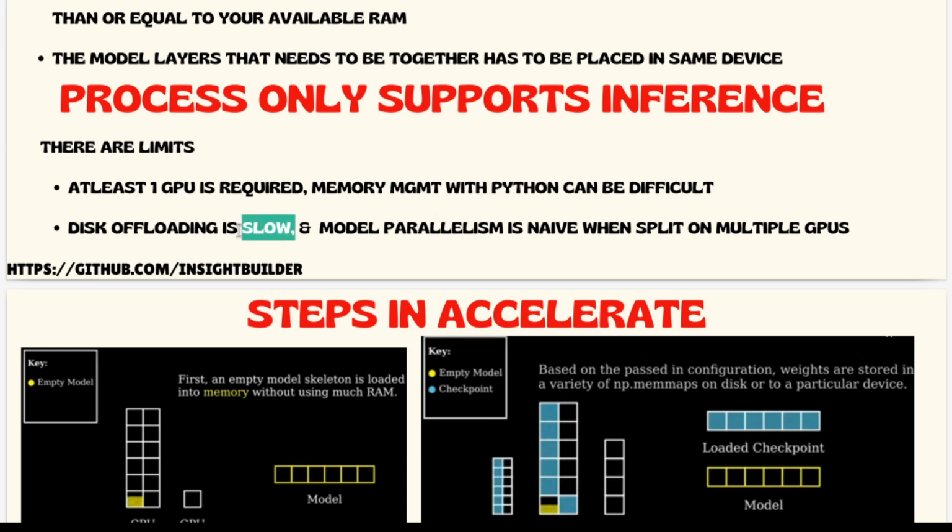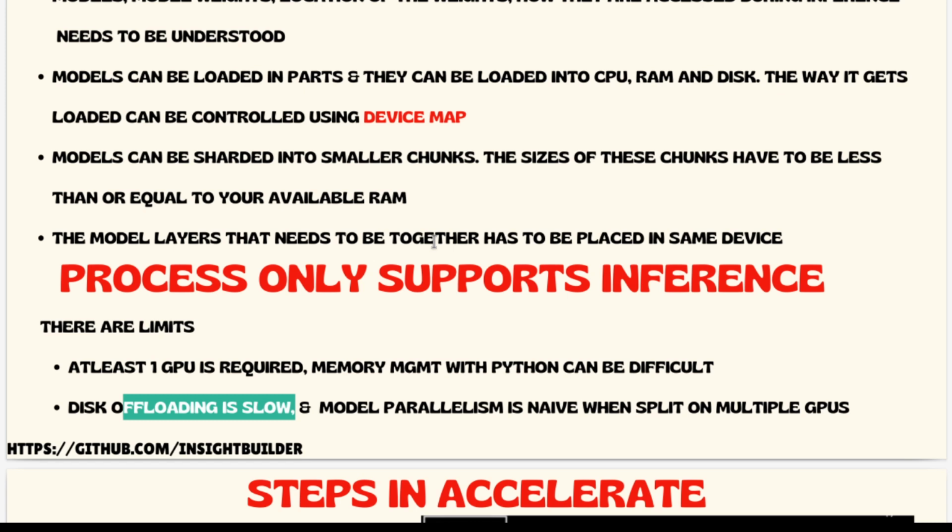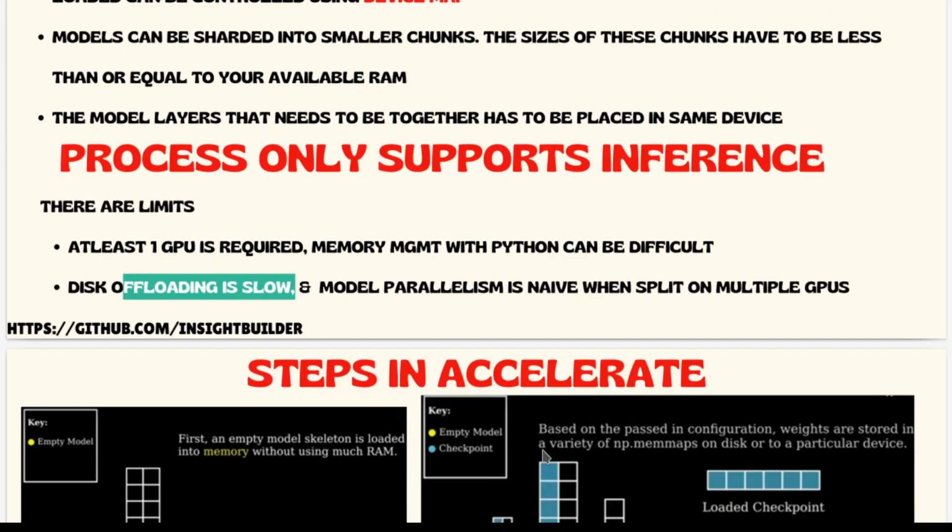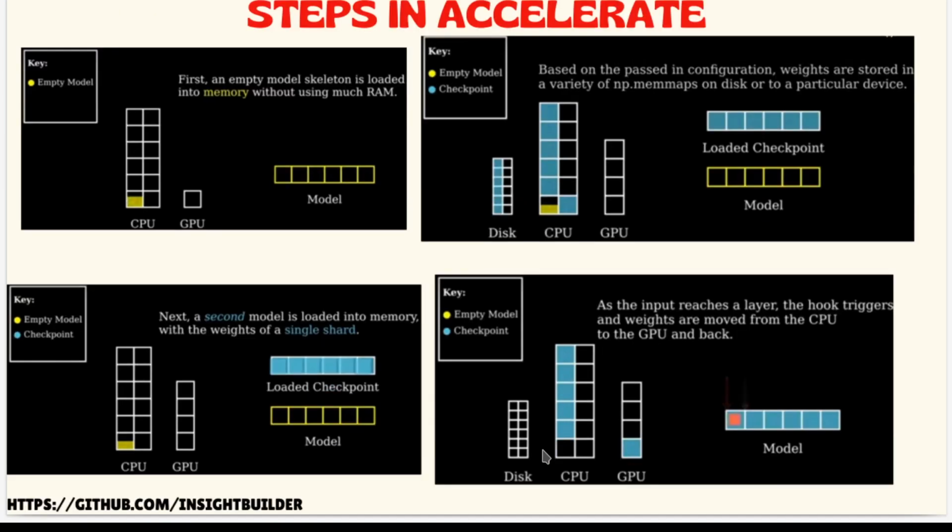Disk offloading is also one of the options, which can be slow. Also model parallelism, if you are going to use model parallelism. You guys might be completely new and you may not know any of these things. So the idea is not for you to understand all the nitty-gritty details of what is going on. All I want you to understand is that even if the model is big, there is a way to load it inside your system.